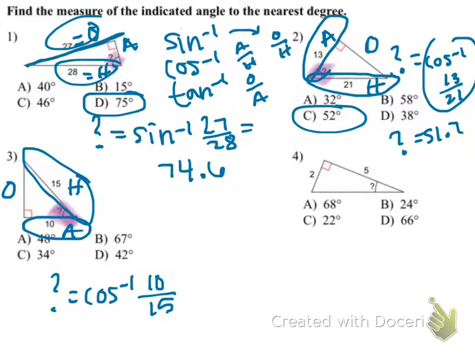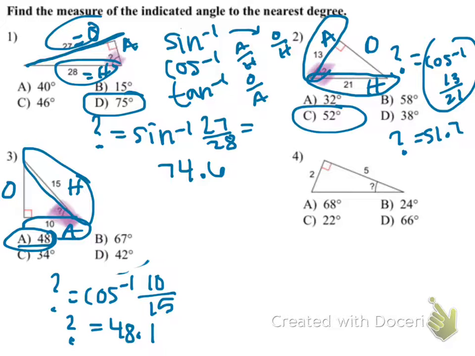So I'm going to put question mark equals cosine inverse of 10 over 15. I put that in my calculator, cosine inverse of 10 over 15. I get question mark equals 48.1. The closest one to 48 is, of course, 48. So A would be my correct answer there.